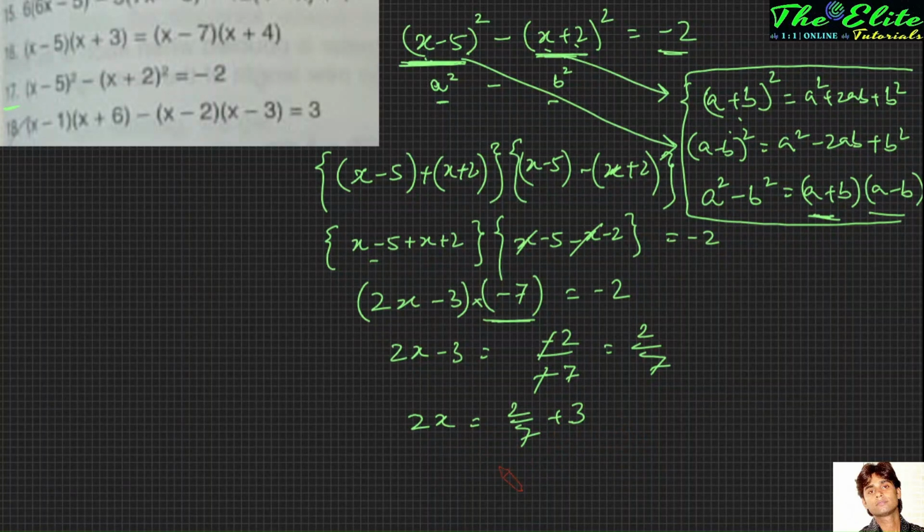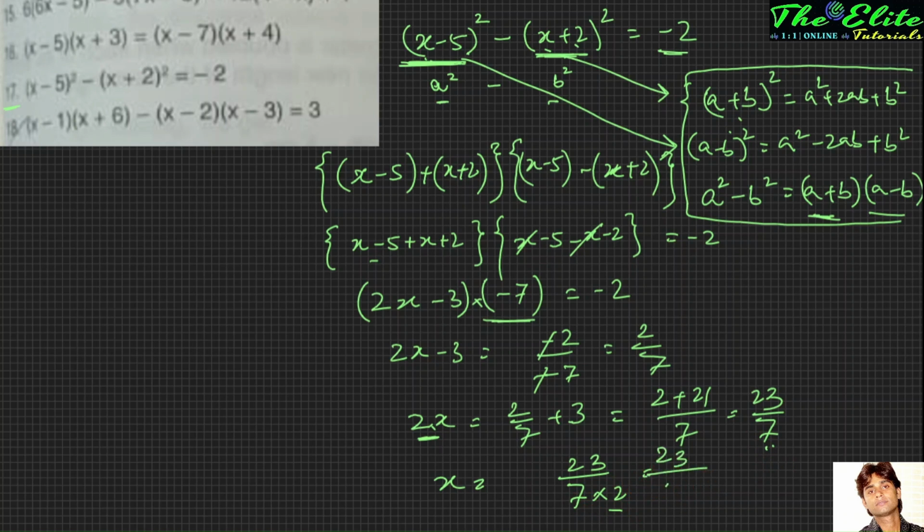So first we will solve this. It's 2 plus 21 by 7, 23 by 7. And now x is equal to 23 by 7 multiplied by 2 here. Because this is here as a multiplication, it will come as division, 1 by 2, and 1 by 2 means 2 has to be multiplied by the denominator only. So this is 23 by 14. This is your answer.